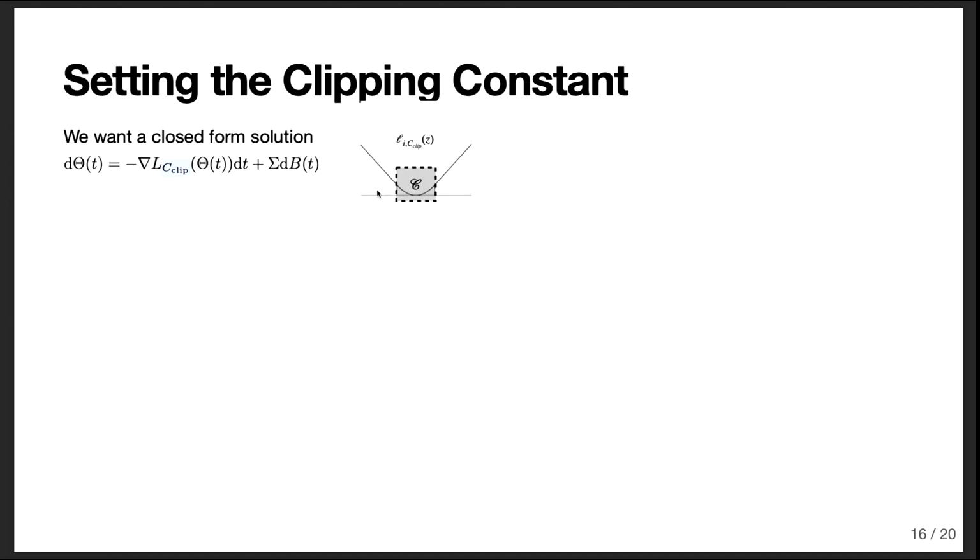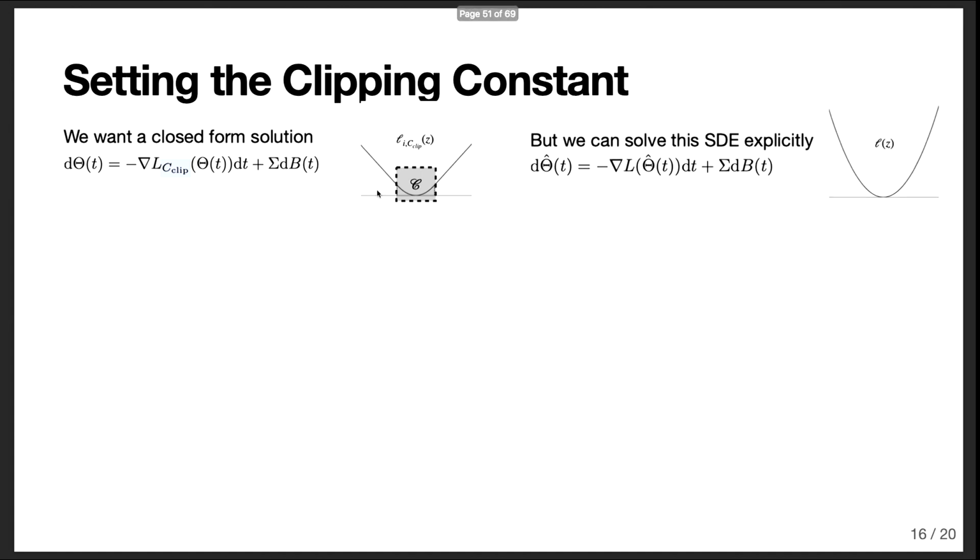So how should we set the clipping constant? We would want to solve in closed form this stochastic differential equation on that potential, on that loss, which is clipped. And I'm not super happy about this because I don't think I can do this. I would be able to do this instead, where I replace the loss with the original quadratic loss, because this is a Brownian motion in quadratic potential. This is an Ornstein-Uhlenbeck process. For the ones that are a bit familiar with this, it is pretty much solved. We would know everything, the probability distribution, many things about this process.